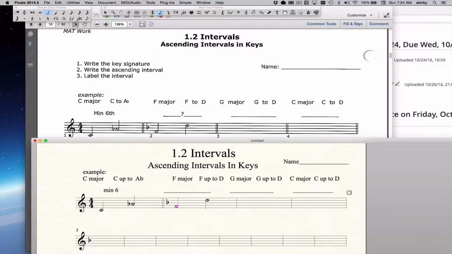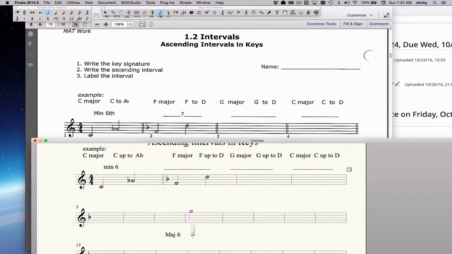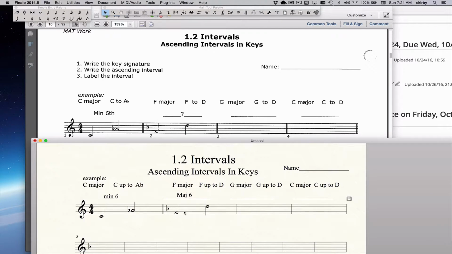So you would write in that flat, and then you would have determined that this second note is a sixth, and then you would have asked yourself, is it diatonic or not? And the answer is, it is diatonic because there's no accidental in front of it. D is diatonic to the key of F. So that means it's a major sixth. And just to save time, I have a little major sixth here ready to go. And that's the answer.